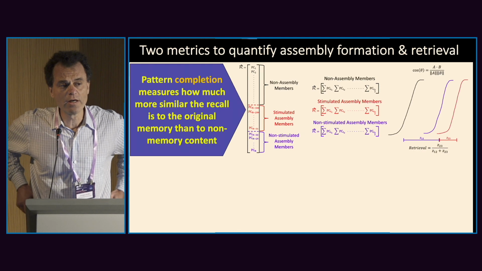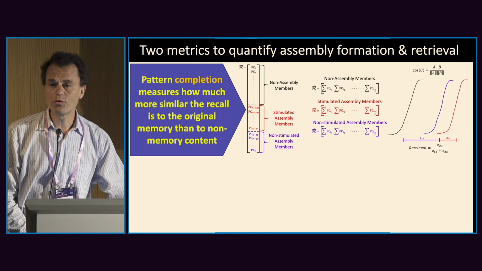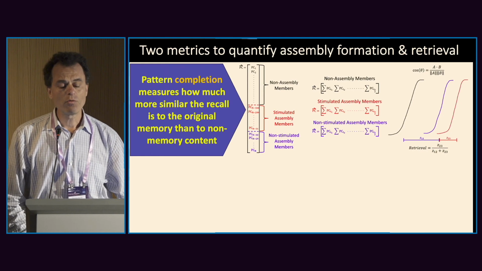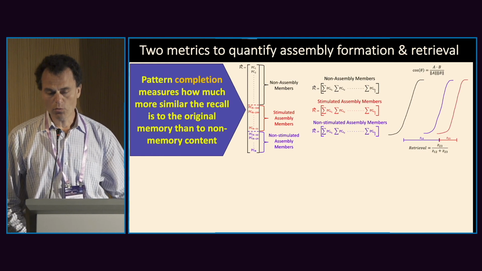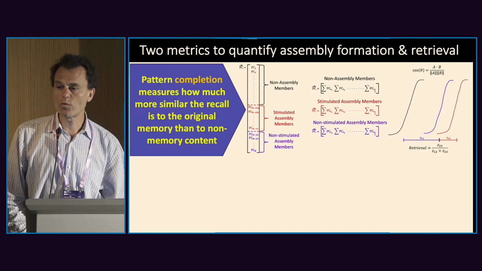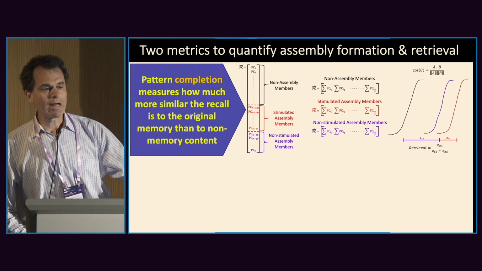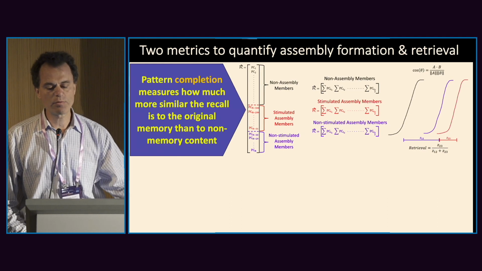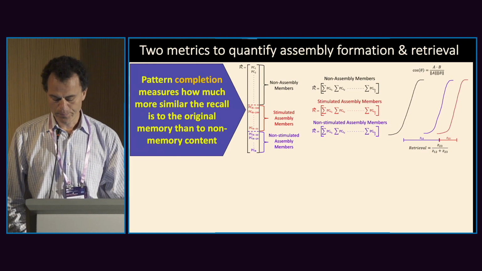So how can we quantify that systematically? The first metric is basically doing what I just described, which is you only activate part of the assembly and you measure pattern completion by looking at whether the non-activated neurons within the assembly behave more like the activated ones or behave like the non-assembly neurons. And you can express that mathematically using a z-score.